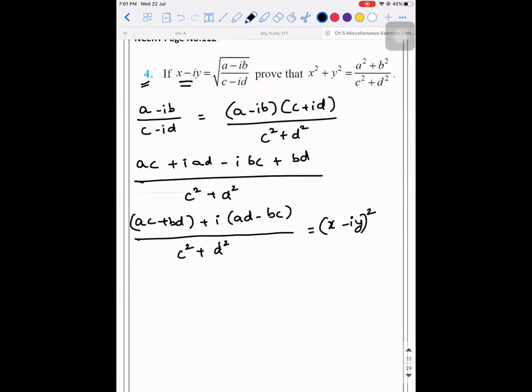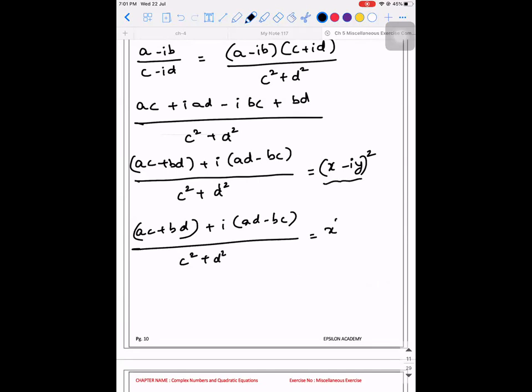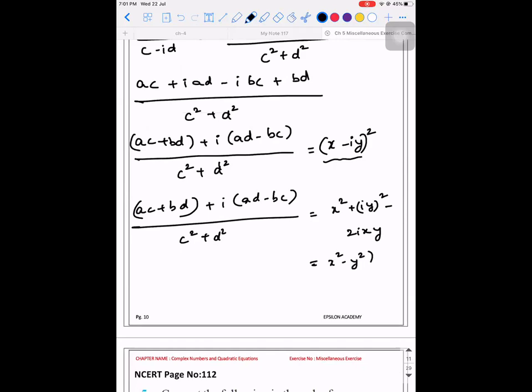Yes, sir. I was trying to solve the one within the square root. So when I square, the left hand side will be x minus iy the whole square. On expanding it, I'm not disturbing the right hand side, AC plus BD. This will be x square plus iy the whole square minus 2i xy. Are you guys able to understand this? Yes, sir. x square minus y square minus 2i xy is equal to AC plus BD plus i into AD minus BC, the whole divided by C square plus D square.